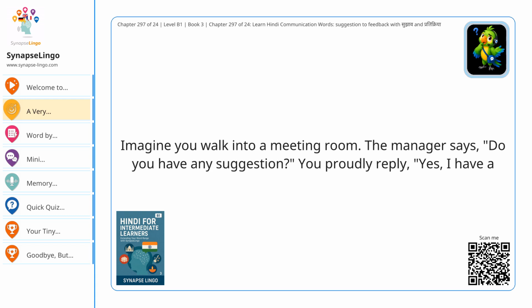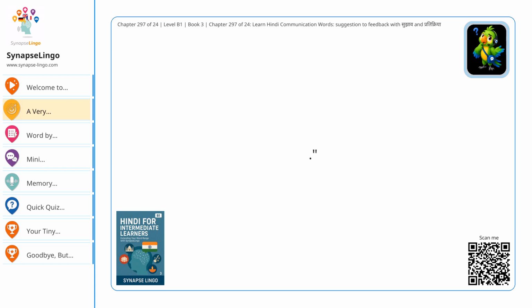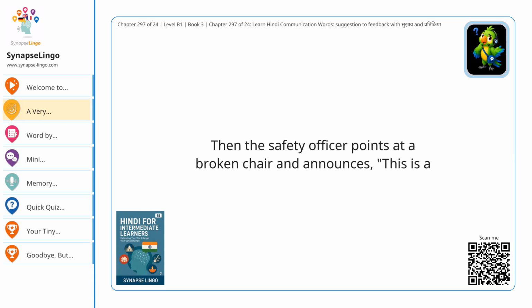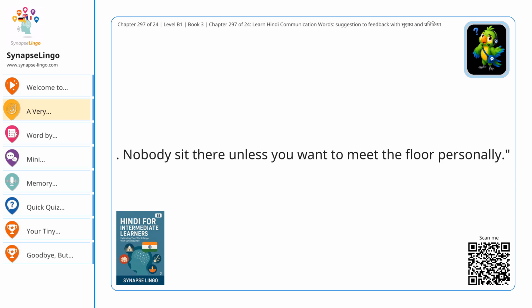Imagine you walk into a meeting room. The manager says, "Do you have any suggestion?" You proudly reply, "Yes, I have a सुझाव." Your coworker jumps in and says, "My सिफारिश is to start early." Then the safety officer points at a broken chair and announces, "This is a चेतावनी." Nobody sit there unless you want to meet the floor personally.